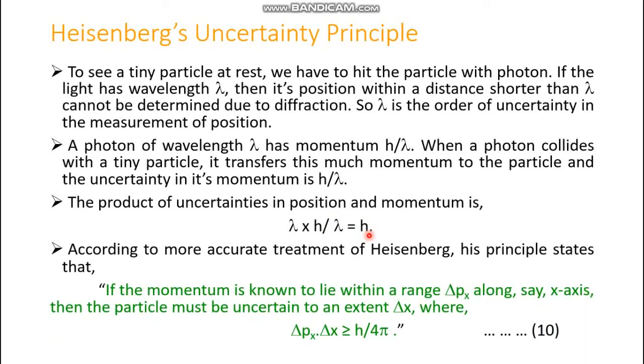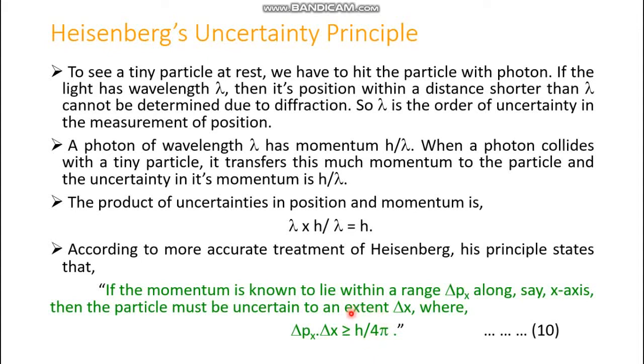Okay, so according to the more accurate treatment of Heisenberg, what is the Heisenberg's uncertainty principle finally? So this is in green color. If the momentum is known to lie within a range of delta px, so this is the uncertainty in momentum along, say, the x-axis, and along that same x-axis, if there is an uncertainty in its position up to an extent of delta x, then its product, delta px into delta x, is greater than or equal to h by 4 pi.